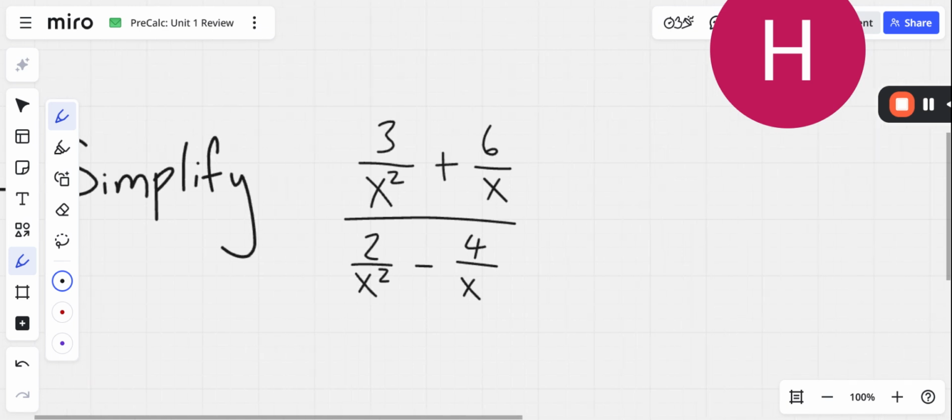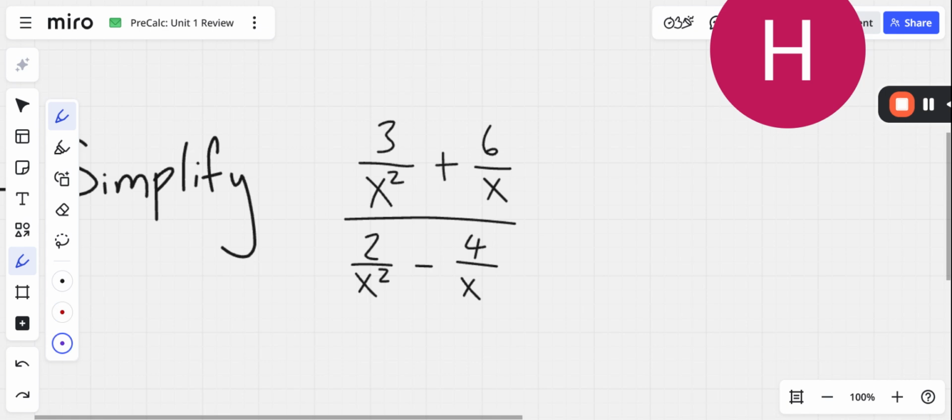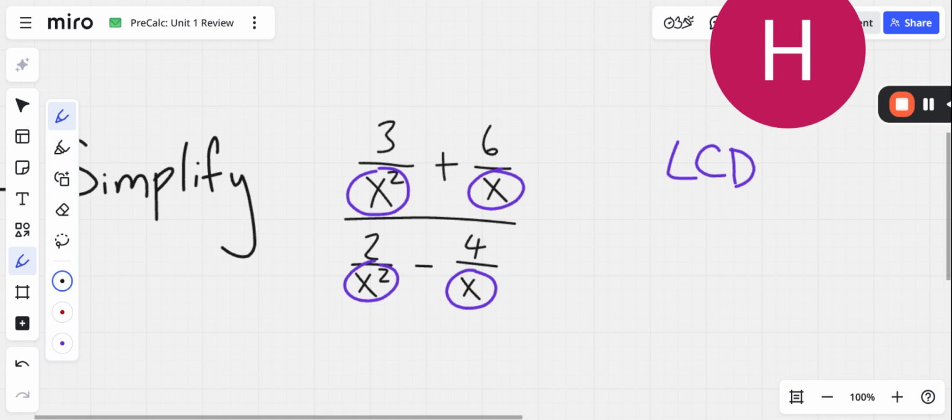Now, some people will try to get a common denominator on the top, and get a common denominator on the bottom, and then flip some fractions and all that good stuff. But really what we should do is multiply the top and bottom by the LCD. So you look at all of the denominators that exist, and you find their least common multiple. For x squared and x, those are the only denominators, so our LCD is x squared.